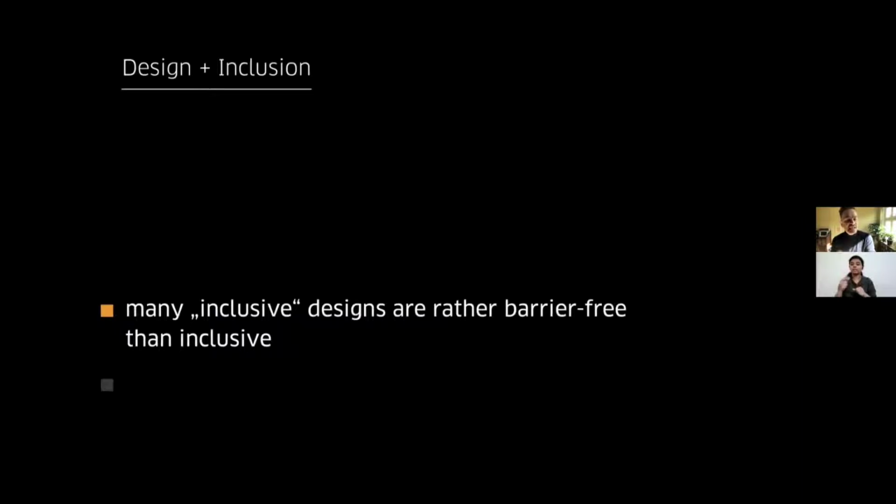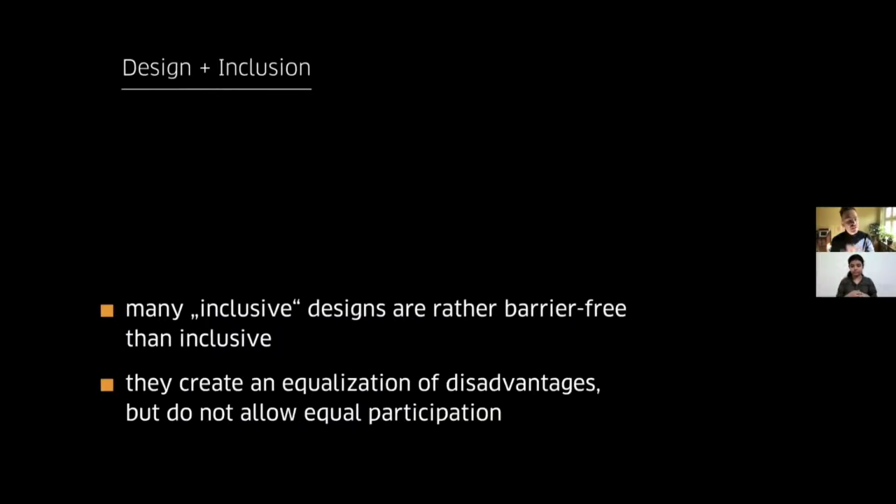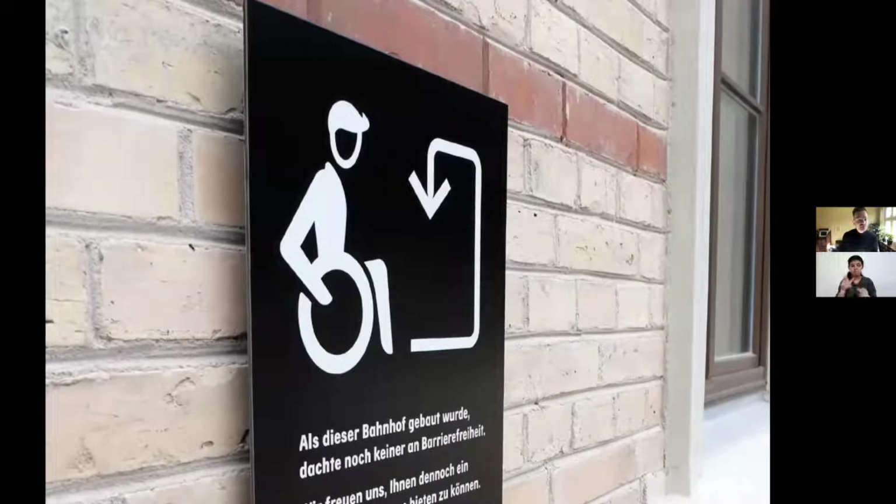When I try to explain what I mean by that, I would say the problem of most of those accessible solutions done over here is that they create an equalization of disadvantages, but they do not allow equal participation. And equal participation is exactly what we would need if we are talking about inclusion. Take, for example, this sign showing a back entrance for a person in a wheelchair into a public building. This is accessible, yes, but definitely not inclusive, because it divides different users. It is something reaching for the utopia of inclusion, which we should overcome.